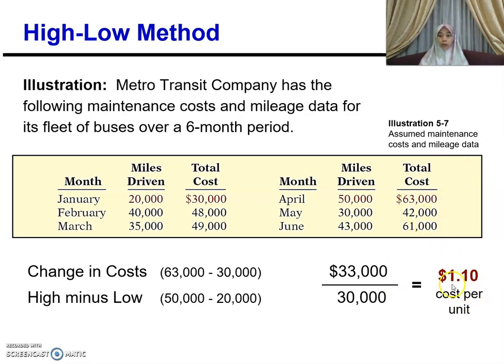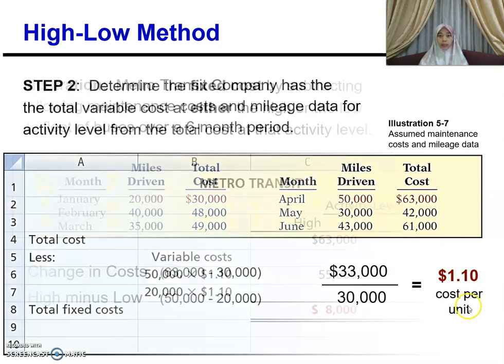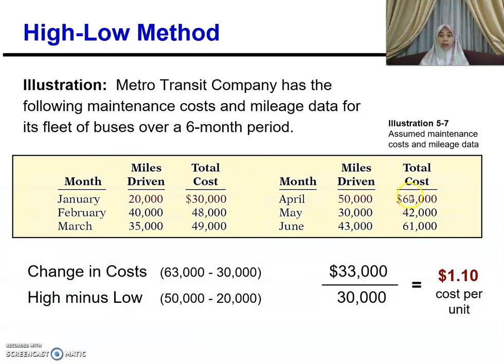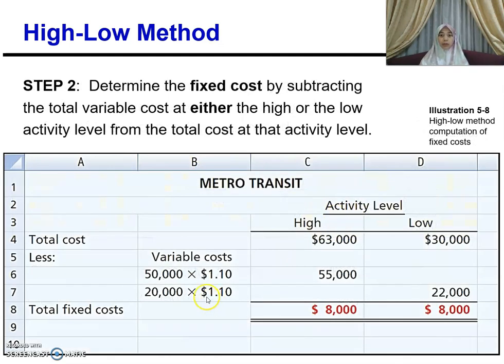You have worked out this one, 1.1 ringgit per unit. That is the variable cost. At the high level, in the month of April, your high is 50,000 miles. So that 50,000 miles, you multiply by 1 ringgit and 10 cents, and that will give you 55. So you know that this 55 is the portion of your variable cost. So out of that 63, you identify 55 as your variable portion. So the remaining will be your fixed cost.